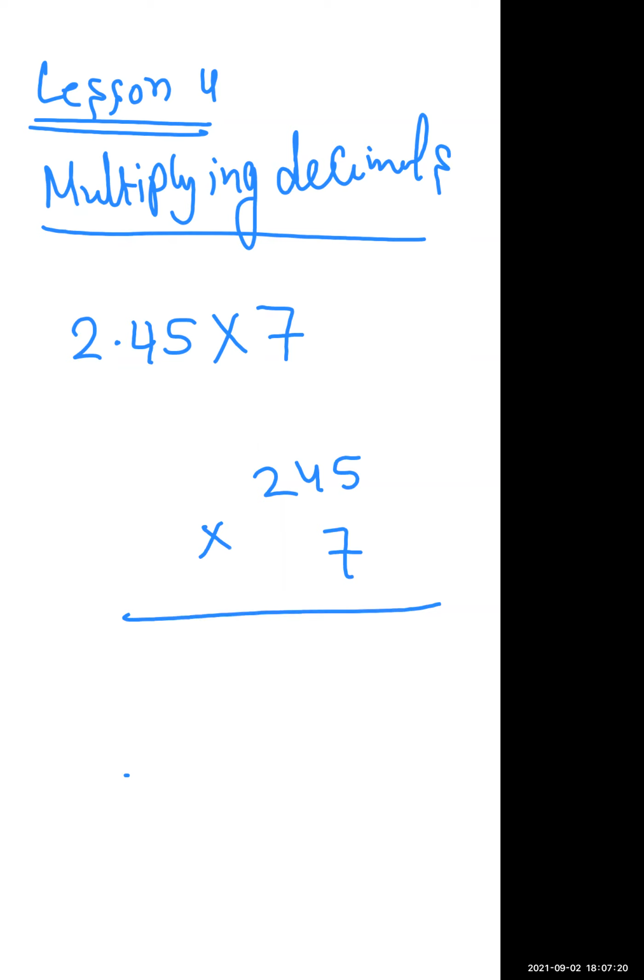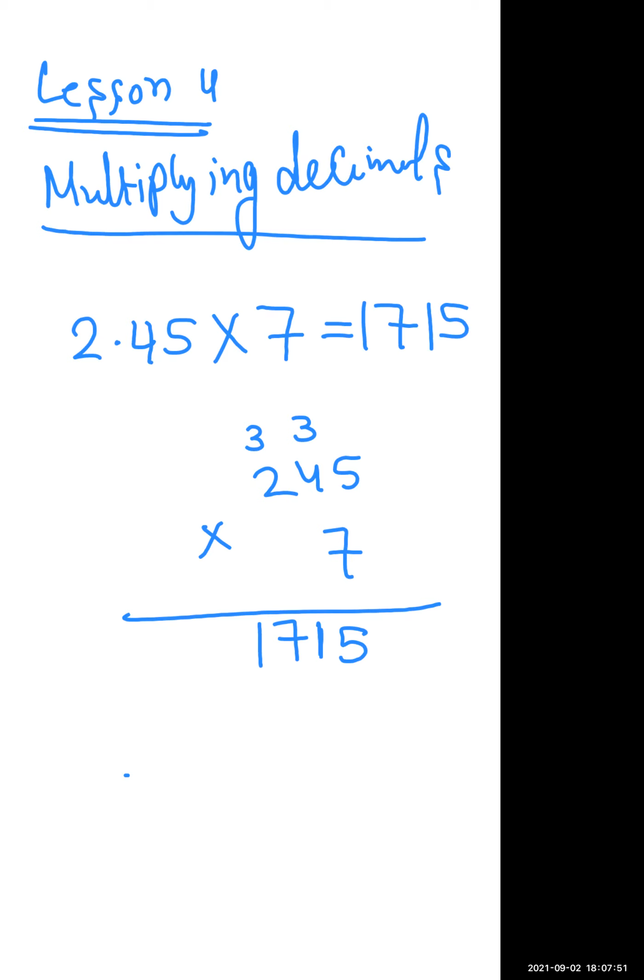7 times 5 equals 35. Write down 5 and carry over 3. 4 times 7, 28, plus 3, so 31. Write down 1 and carry over 3 again. So 7 times 2 equals 14. 14 plus 3 means 17. So simply, guys, the answer will equal 1,715. Okay. Now, what about the decimal point?